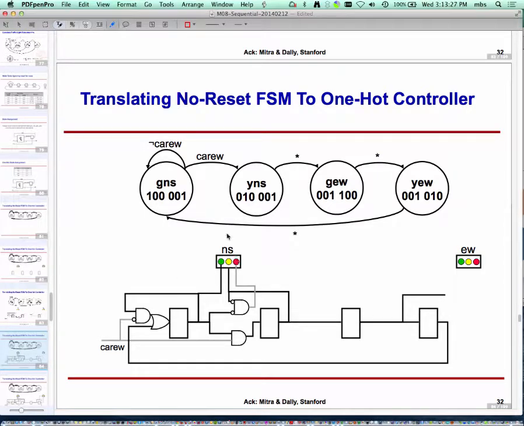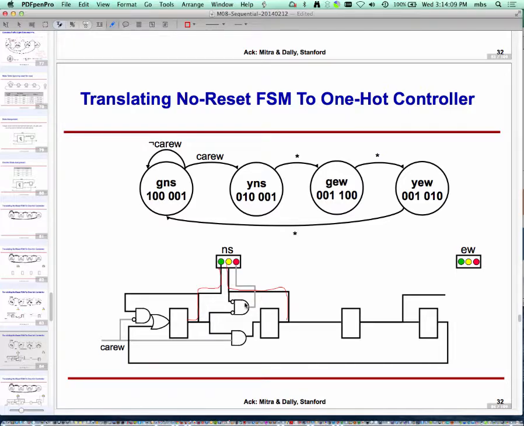To control the north-south light, the north-south light is green whenever I am in state GNS, right? That's the only one where this is high. So you see the green light is directly controlled by this wire, right? So it's green whenever I'm in GNS. It is yellow whenever I'm in YNS. So you see this controlling the yellow. And finally, it is red under two conditions. I am in GEW or I am in YEW.